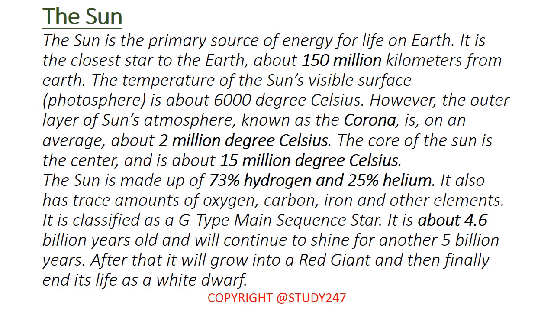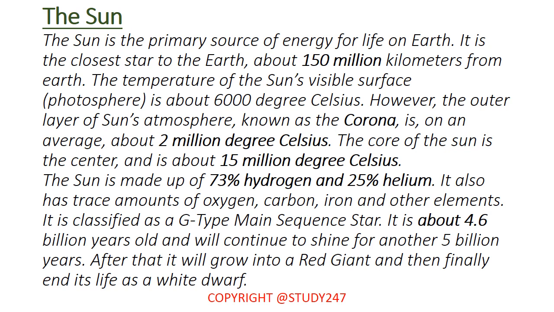Now the sun. The sun is the primary source of energy for life on earth, as we all know. It is the closest star to the earth, about 150 million kilometers from earth. The temperature of the sun's visible surface, that is the photosphere, is about 6000 degrees Celsius. This numeric value is very important. Just make a note of all this. That is, the sun's temperature is 6000 degrees Celsius.